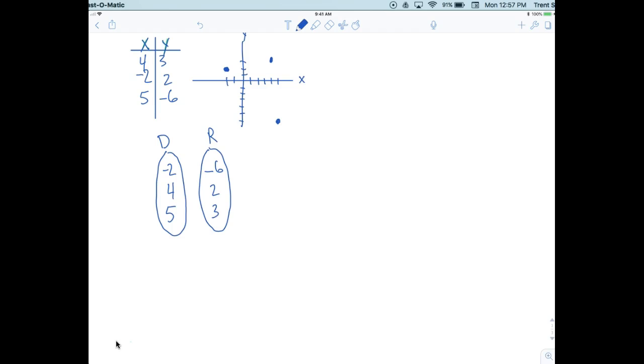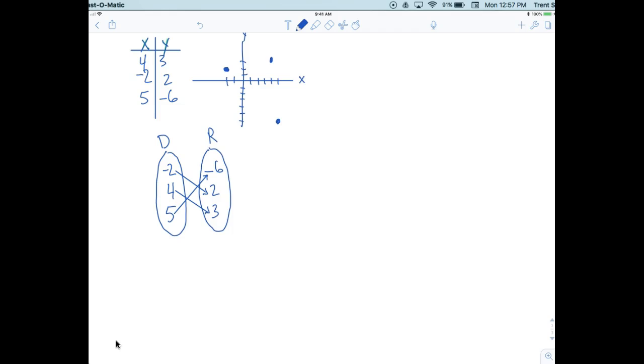Is everybody happy with that so far? Yeah. Now, the -2 corresponds to what? 2. So that's how you draw the mapping. The 4 corresponds to the 3, so you just draw an arrow. And then the 5 corresponds to the what? -6. So that's considered a mapping. I know, it's very easy.